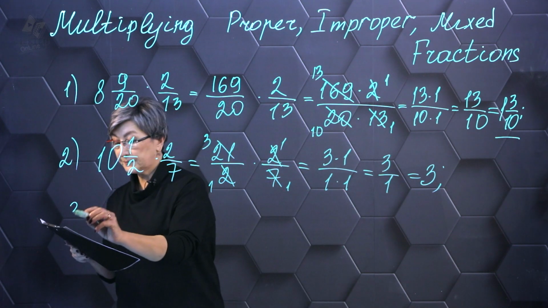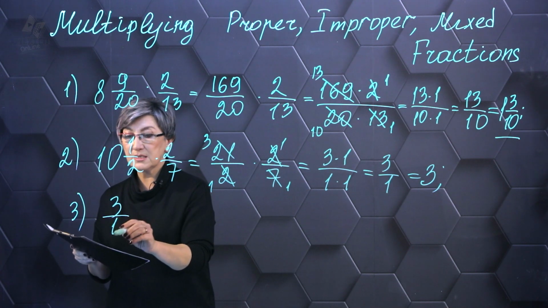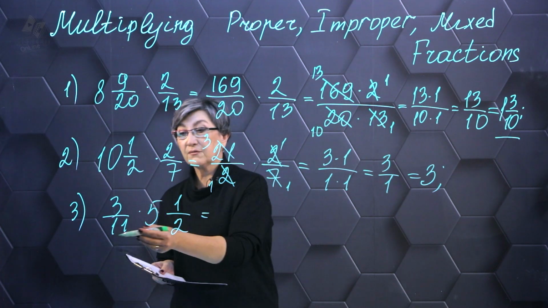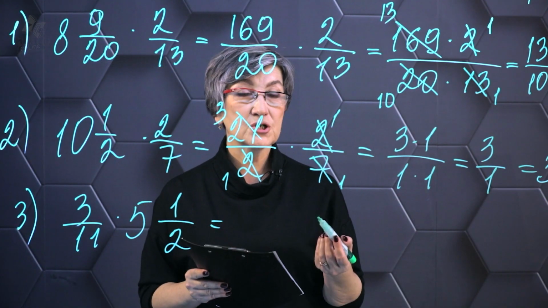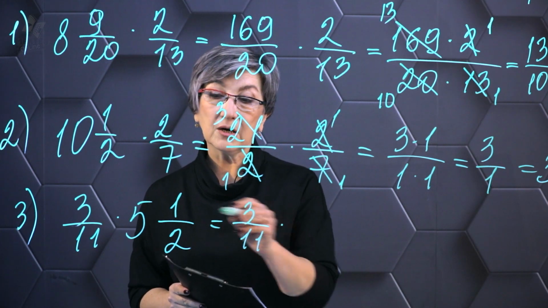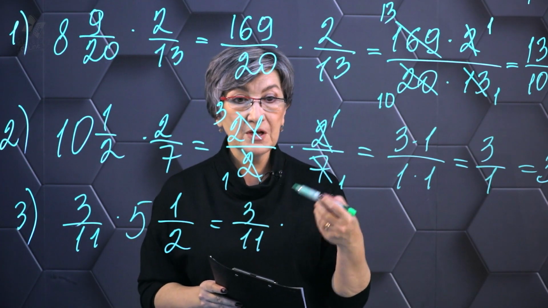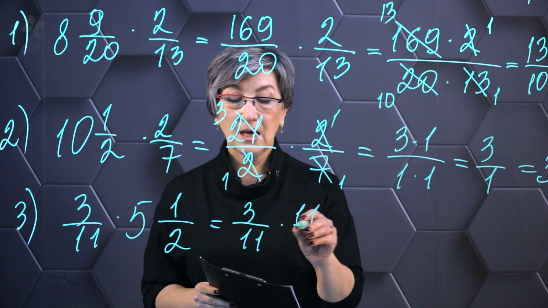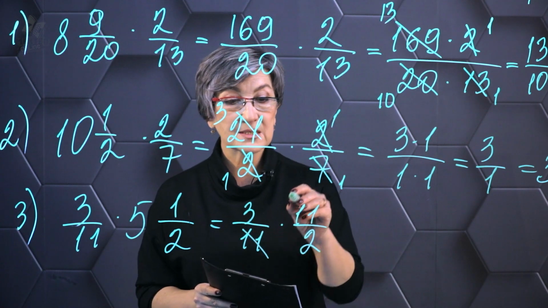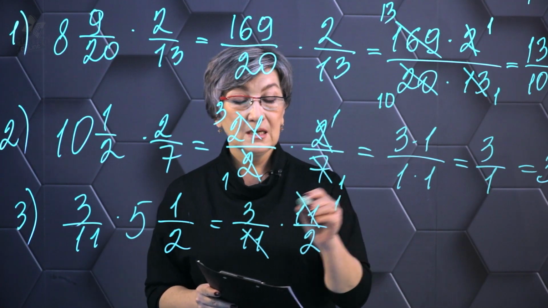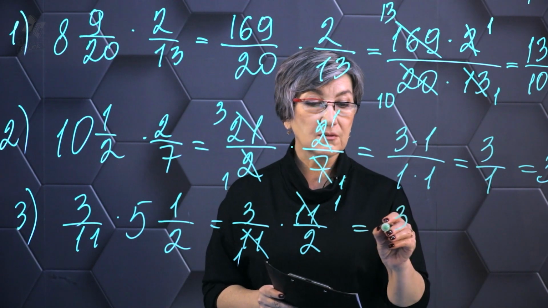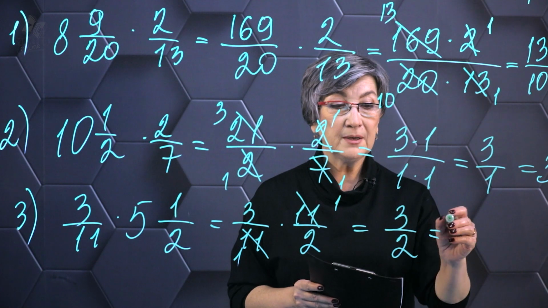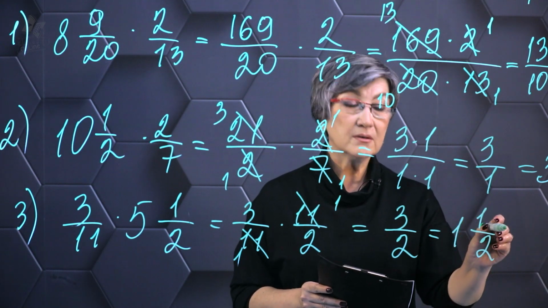The next example that we're going to solve. 3/11 times 5 whole 1/2 equals. So, the first multiplier is already a fraction. I'm not touching this fractional number. And the second number, this mixed number, I convert to an improper fraction. 5 times 2 is 10, and plus 1 is 11. 11/2. Obviously 11 and 11 are divided by 11. And that leaves 1, so the answer is 3/2. I can convert the 3/2 into a mixed fraction. And you get 1 whole 1/2.